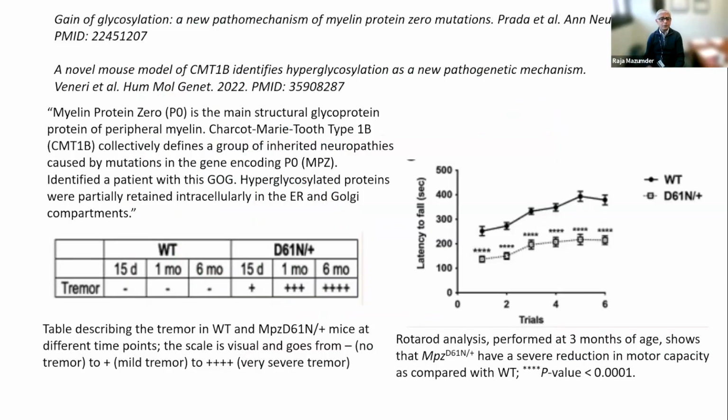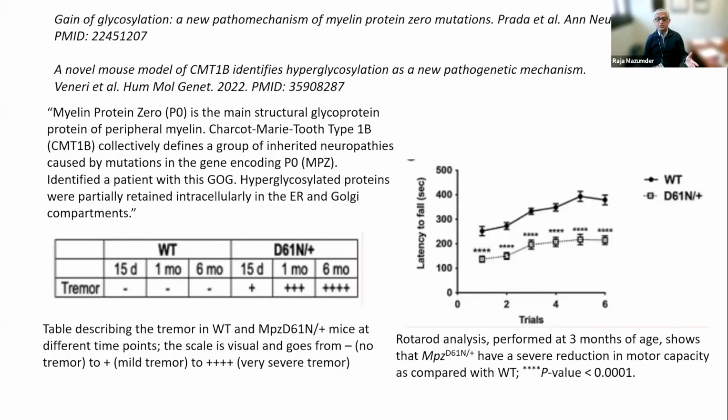This is an example of a gain of glycosylation, showing how you can prove it experimentally. You don't always have to do structural analysis. In this particular case, they introduced this mutation in a model organism, and they start seeing tremors in 15 days. So the gain of glycosylation is a phenotype of this particular disease. The mice start getting tremors, and at 15 days, 1 month, 6 months, you can see what's happening until they die. So this gain of glycosylation is attributed to that phenotype.